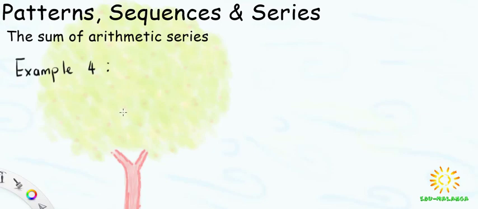Example 4 is very different from the other examples that we have done, but once we work through it, I hope you'll find it easy and you'll be confident enough when you see it in your tests and in your exams. So example 4 goes like this. Given Sn is equal to 2n squared plus 4n.